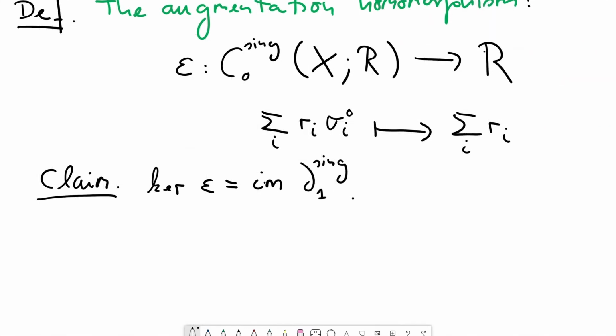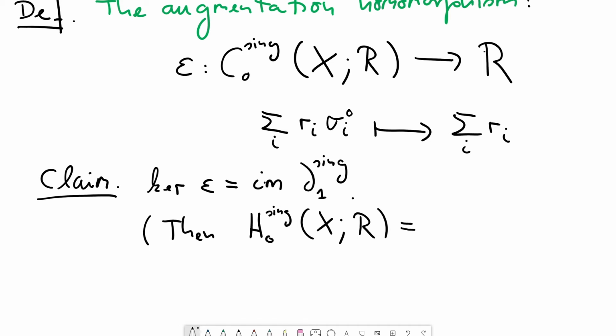And that's because in that case, let me just write this in parentheses, then we have the following calculation. Well, the 0th singular homology of X with coefficients in R. What is this by definition? Well, the 0 cycles, that's actually just C0 itself, because the 0th boundary is 0. So that's C0 sing of X with coefficients in R. And now we mod out the zero boundaries, but the 0 boundaries, that's this image here, if this is the same as the kernel of epsilon, well, then I can mod out kernel epsilon here.